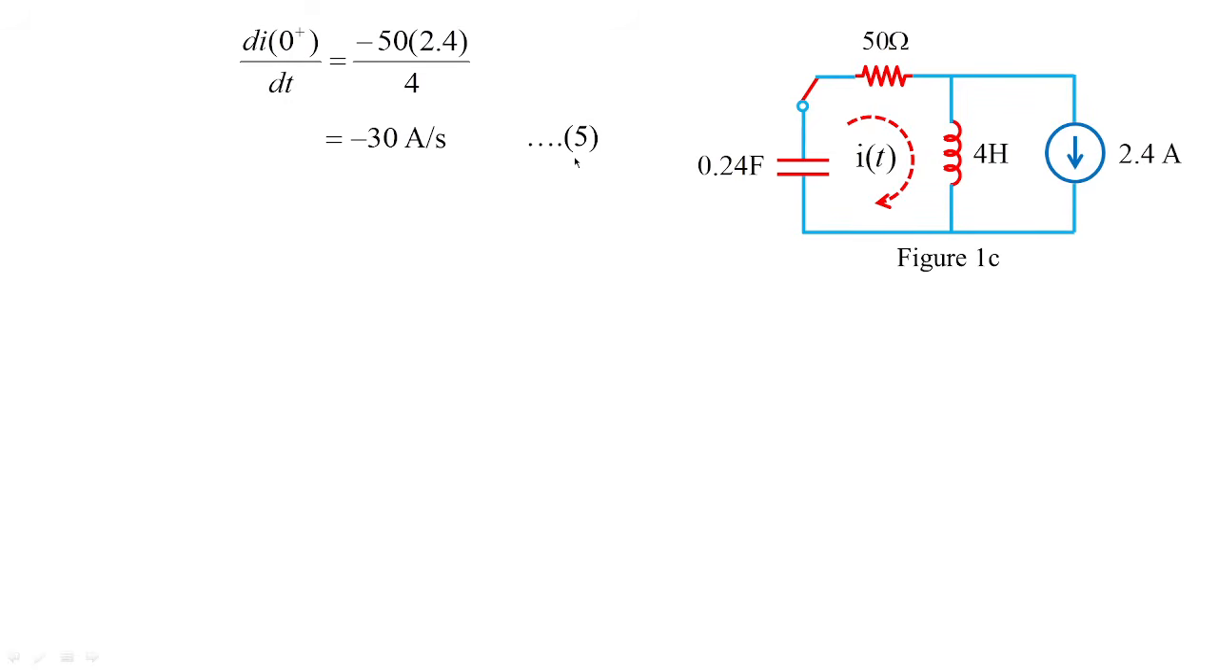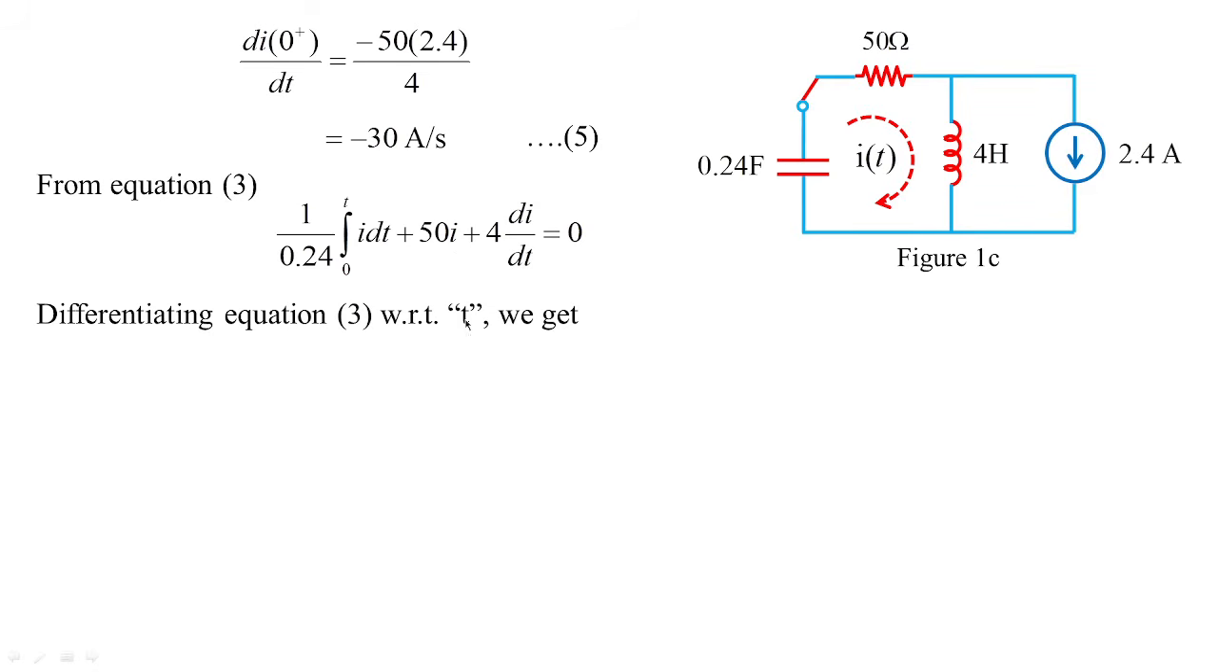So we treat this as equation 5. Now we also need to know the value of d square i by dt square. This can be framed from equation 3. Now differentiate equation 3 with respect to t. What are we going to get? The differentiation of the integration will give i by 0.24. This is the first term of this equation. Then 50 di by dt, since here you have i, so it becomes di by dt, plus 4 d square i by dt square, which is equal to 0.